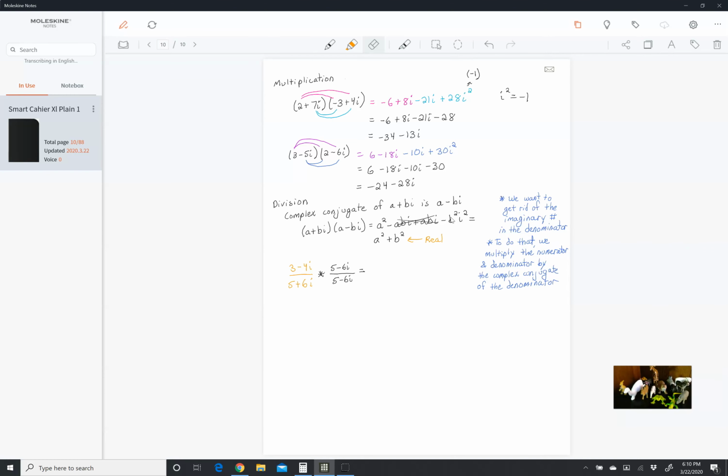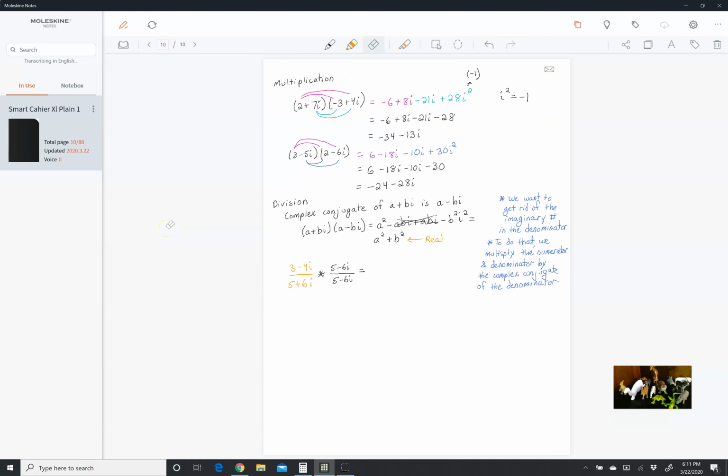And you can take a shortcut. You can say, okay, 5 plus 6i times 5 minus 6i is really just 5 squared plus 6 squared. I'm not going to take that shortcut here because it gives you a little bit of extra practice with division. And it's also going to show you that the imaginary part cancels. So let's do this multiplication here.